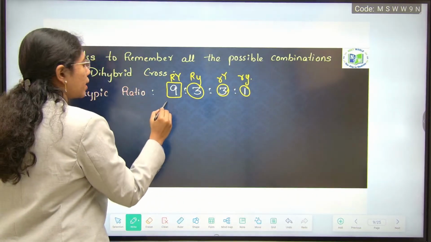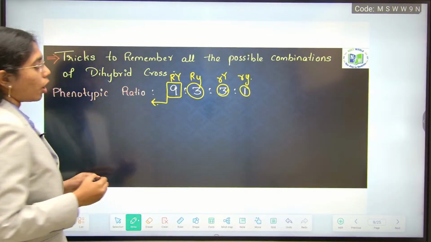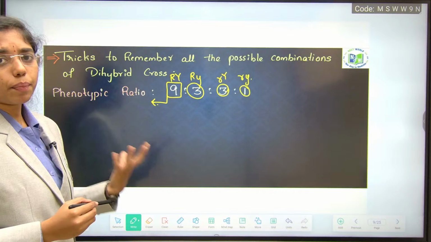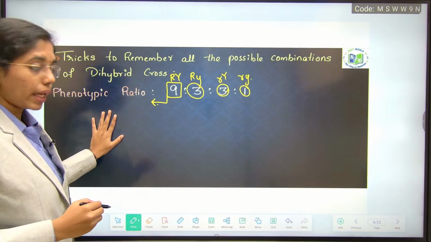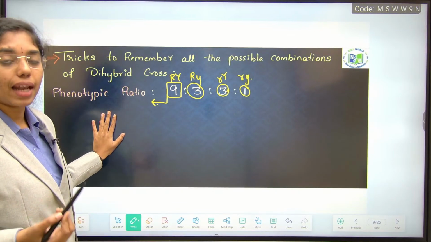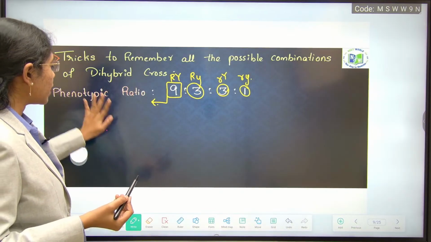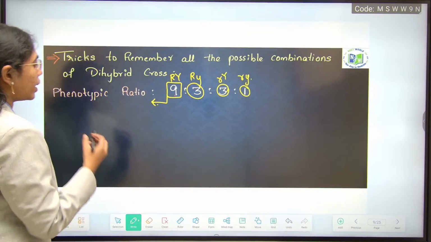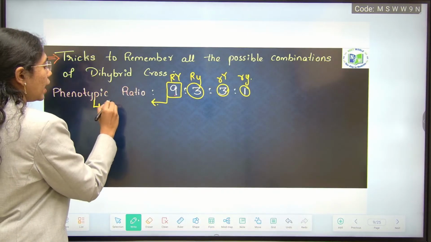Of 9, if you consider round and yellow, what is the genotypic ratio? Genotypic ratio will be very long, but for your calculation part of questions, you have to be clear with this structure of this 9 round.